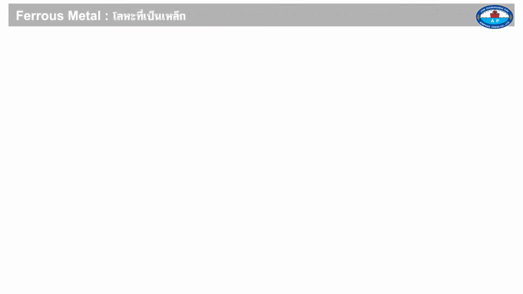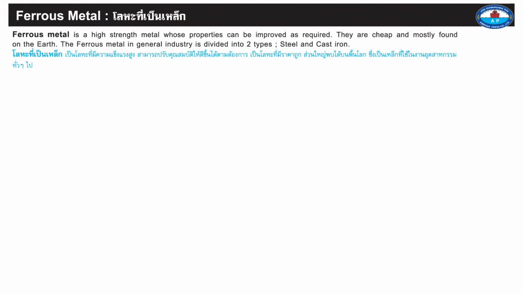Page 25. Ferrous metal. Ferrous metal is a high-strength metal whose properties can be improved as required. They are cheap and mostly found on the earth. The ferrous metal in general industry is divided into two types: steel and cast iron.